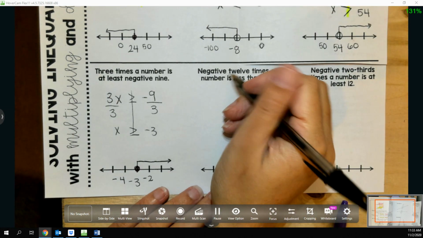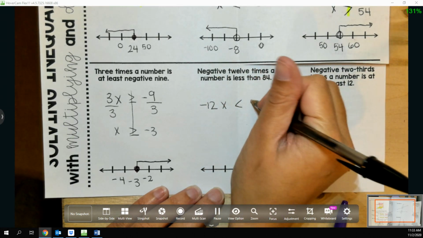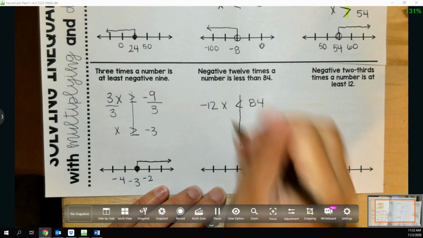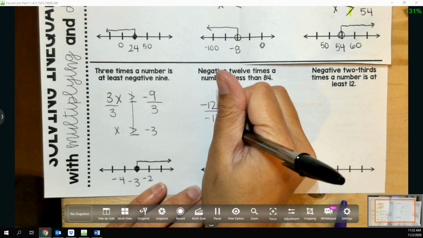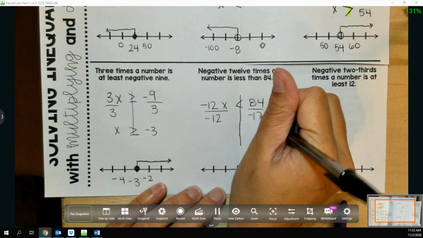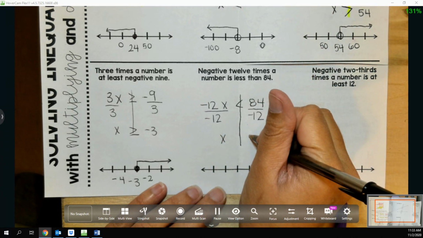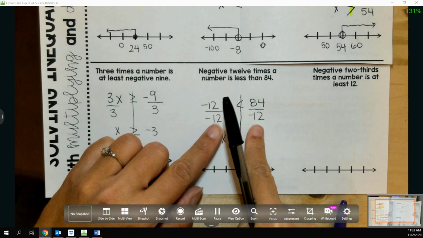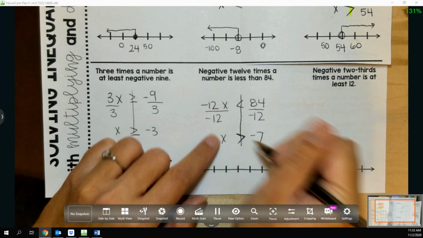Okay, next, negative 12 times a number is less than 84. So I draw in my sides. To get x alone, I'm going to divide both sides by negative 12. So when I simplify here, I get x. When I simplify here, I get negative 7. And because both numbers on both sides are negative, I'm going to switch that inequality. And it's going to be greater than now.